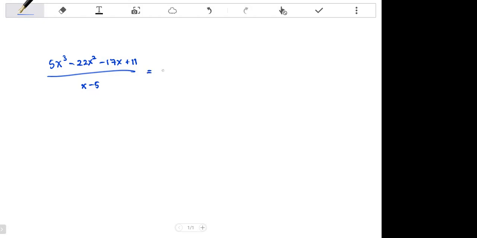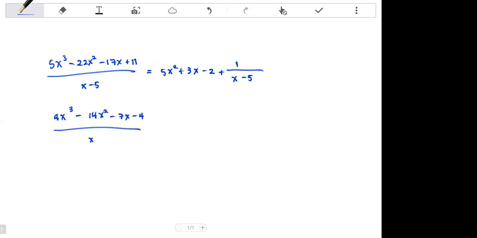5x squared plus 3x minus 2 plus 1 divided by x minus 5. Okay. Did everybody else get that? Yeah. Okay. The next problem is 4x cubed minus 14x squared minus 7x minus 4 over x minus 4.